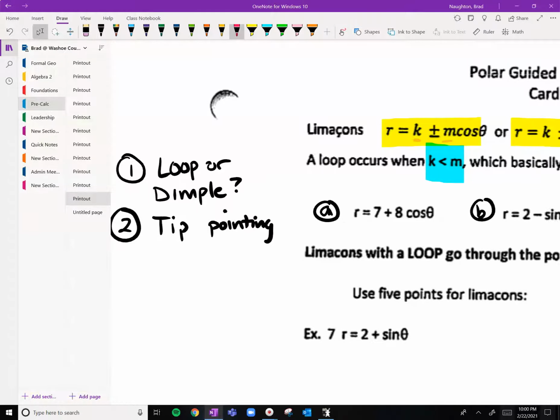So with number one, if we take a look at this, this is going to be my K and this is going to be an M. A loop occurs when K is less than M. So we are going to have a loop in this case, because my trig function is bigger. So what direction is this going to be pointing for my tip? It is a positive cosine, so the tip is going to be pointing to the right. And it's all about your trig function. So cosine is left or right, and positive is going to go to the right.